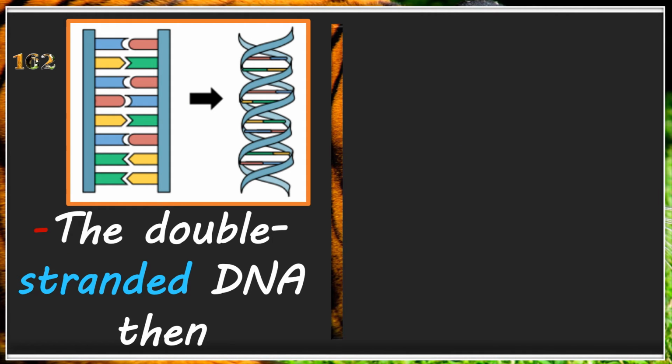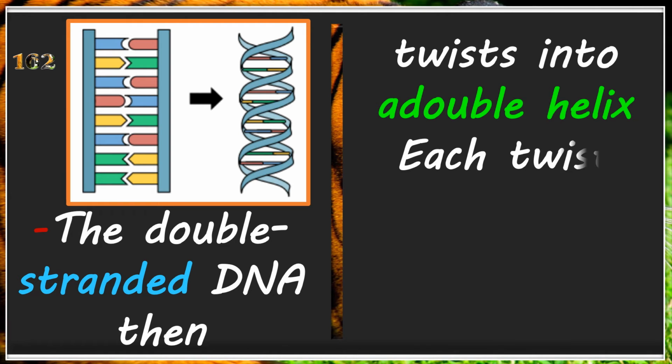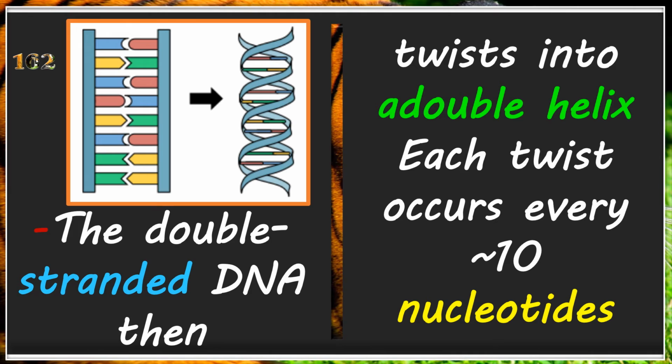The double-stranded DNA then twists into a double helix. Each twist occurs every approximately 10 nucleotides.